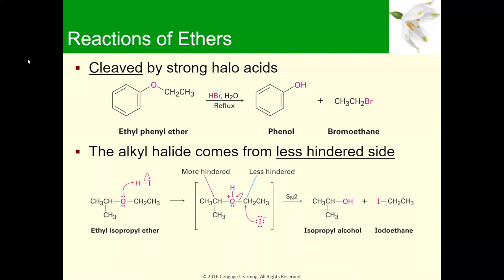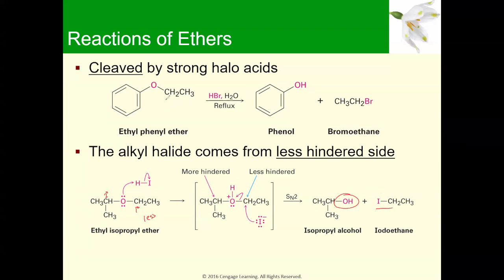But in this example, if you look, this is a primary carbon, right? It's attached to only one other carbon and two hydrogens, whereas this is a secondary carbon. It's attached to two other carbons and a hydrogen. So the less hindered side is the primary, right? And so that's why it ends up with the halogen. And then the other side ends up with the alcohol functional group, okay? So the alcohol group goes on the more hindered side, the halogen goes on the less hindered side.